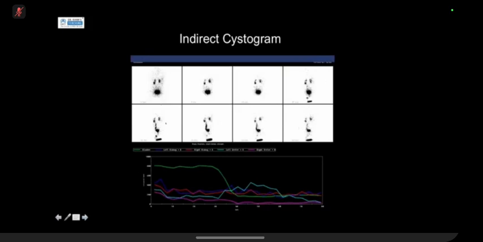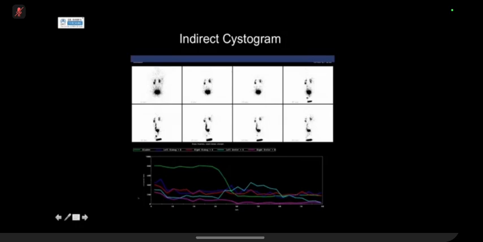So we've got evidence of a left and right kidney here, and you can see that the green is the bladder, so the child is passing urine and the bladder is emptying. And then these are traces to see how much isotope is in the kidneys. So you can see that stays generally steady.